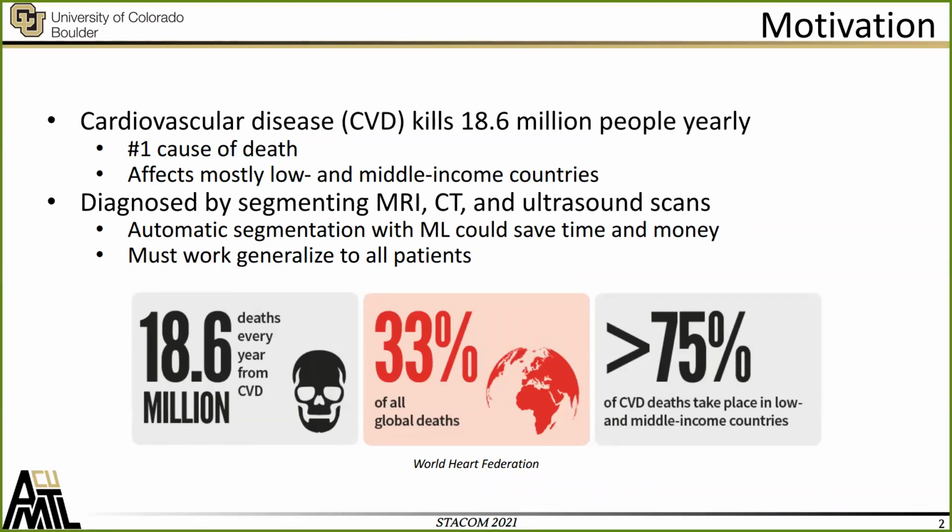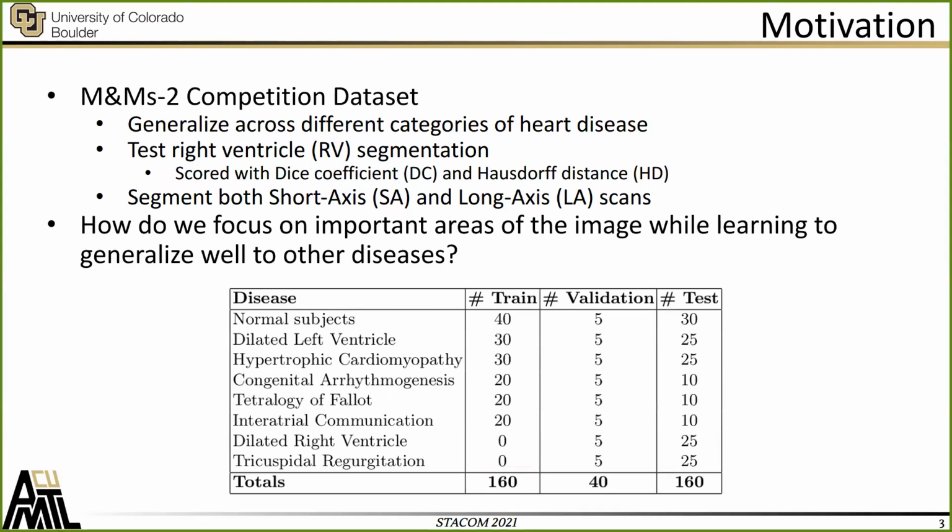To be effectively deployed to all patients across the world, this technology must be able to generalize well to all patient populations without using extra training data. To support this endeavor, the M&M-2 competition dataset was introduced. It's a dataset of MRI images composed of patients from across the world with different heart diseases. The goal is to segment the right ventricle in both 3D short axis and 2D long axis scans for patients with 8 different categories of heart disease.